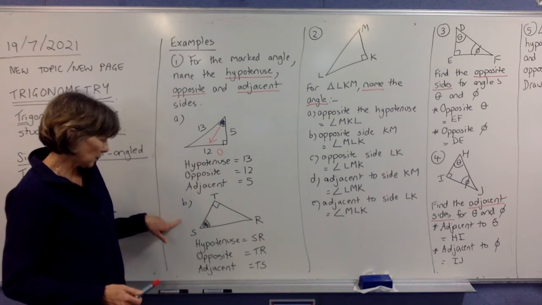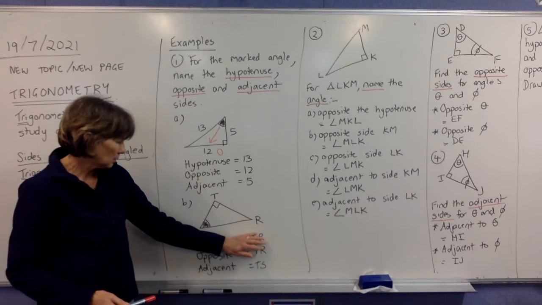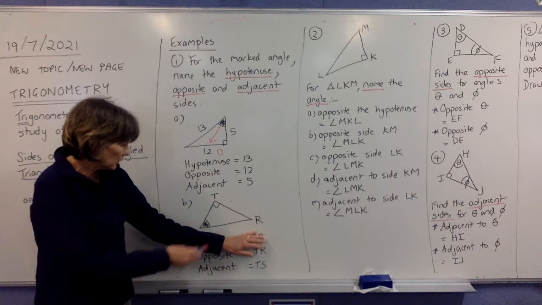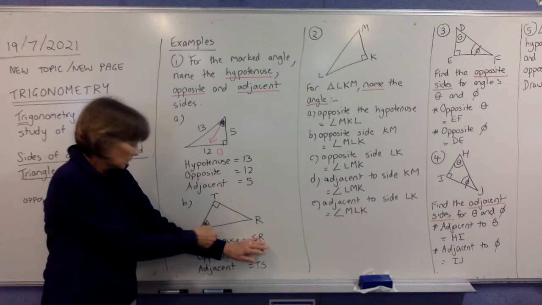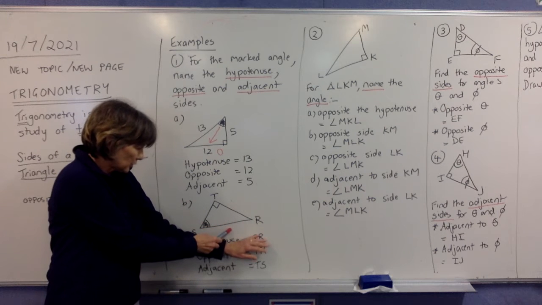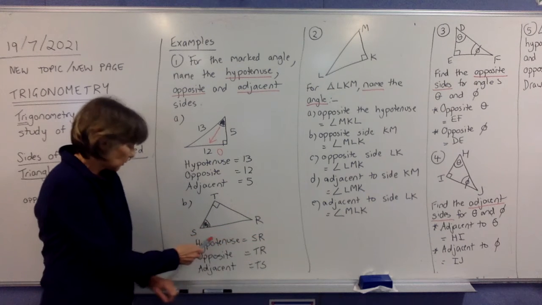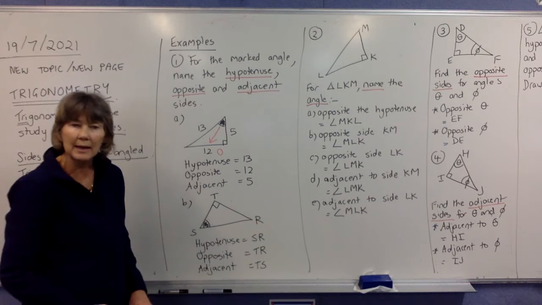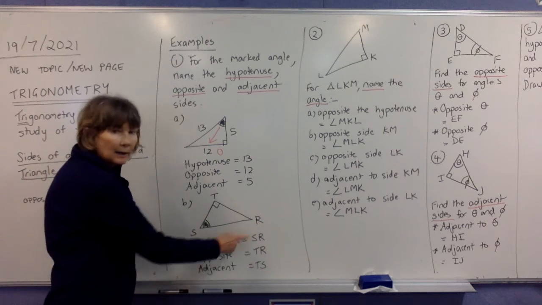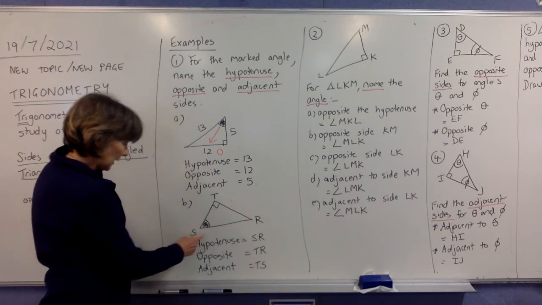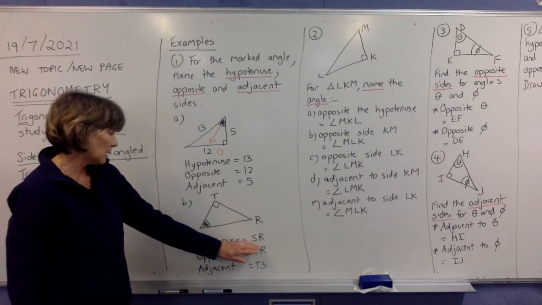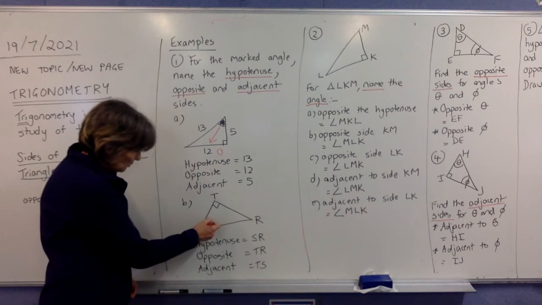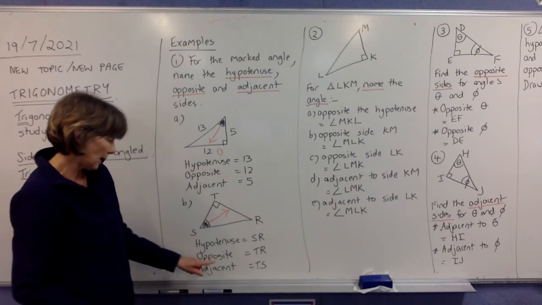Okay, so we look at the next one here. Here's your marked angle. Our hypotenuse we're going to do first, opposite your right angle. So this is our hypotenuse. We are going to name it, so we need to call it the two letters on the end of that. So it's SR, or the other way around if you like. Then we're going to do the opposite side to this angle, straight across, and name it.